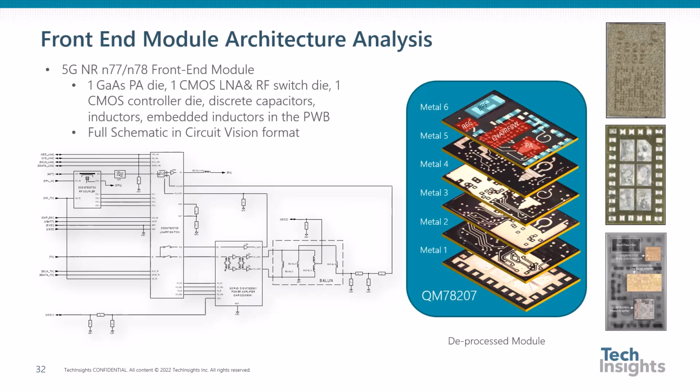This example is a 5G front-end module that serves bands N77 and N78. It is formed with a 6-layer printed wiring board and contains 3 die and multiple passive elements embedded within the package. This detailed understanding of the front-end module also helps to add detail to the elements of the enhanced block diagram that was mentioned on the previous slide.